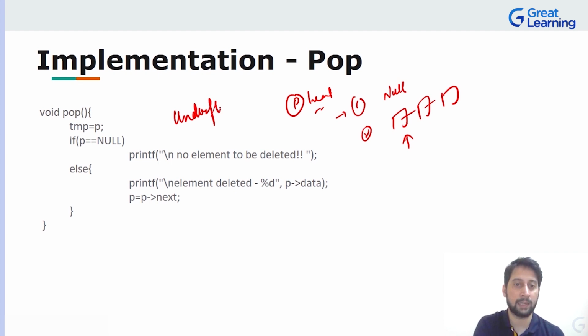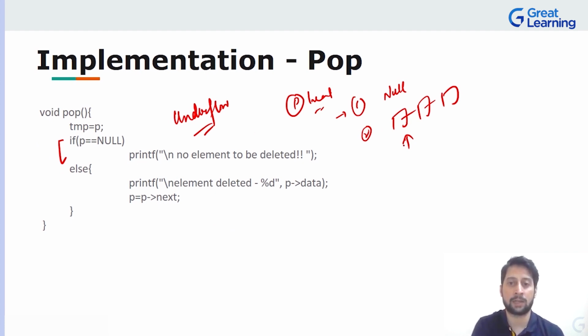We are trying to delete an element in the linked list when we don't have any element in the linked list or any node in the linked list. That is not possible. So if p is null, that is if our head is null, we can print "no element to be deleted." There is no element that we can delete.